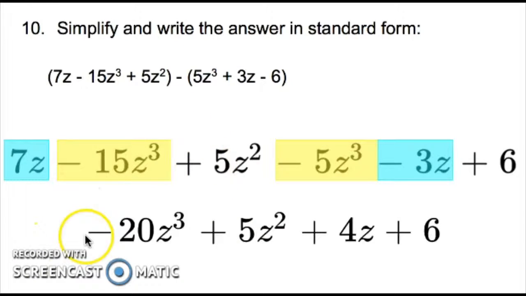So we have negative 20z to the third. We write the 5z squared. We said the 7z minus 3z is 4z, and then add 2 to 6 at the end. And then that would be the answer for number 10. And that's standard form: largest exponent down to the constant that has no variable on it.